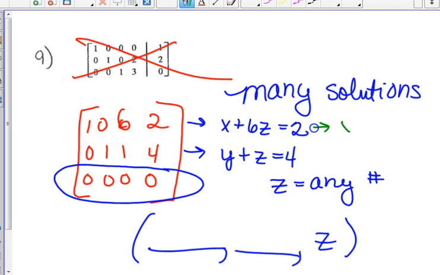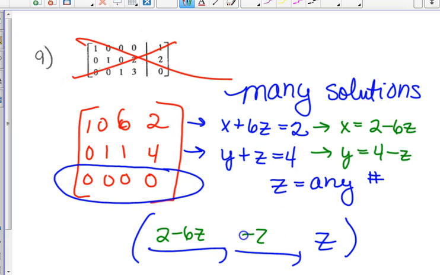So how would I get this to say x equals? Subtract 6z from 2. So down here I write 2 minus 6z. You can put negative 6z plus 2. It's all good. This would be what? y equals 4 minus z, or negative z plus 4 if you feel better. Either one is the same thing. Everybody can do that, though? Because that's a lot of points. Don't mess that up.